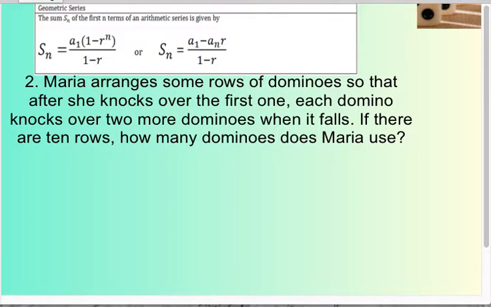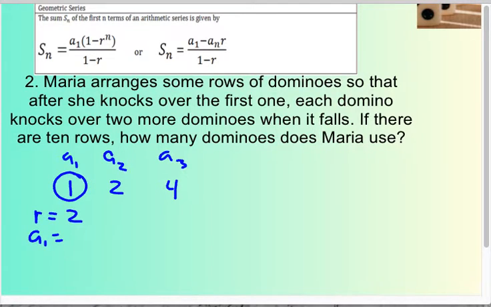Anyway, just to set this up, a sub 1 is 1 domino. A sub 2, 1 domino knocks over 2. That would be 2 dominoes, and then those 2 knock over 2 each, so that would be 4. So we're multiplying by 2 here. Our common ratio, r, is 2. A sub 1, well, that's the first domino. That's 1.